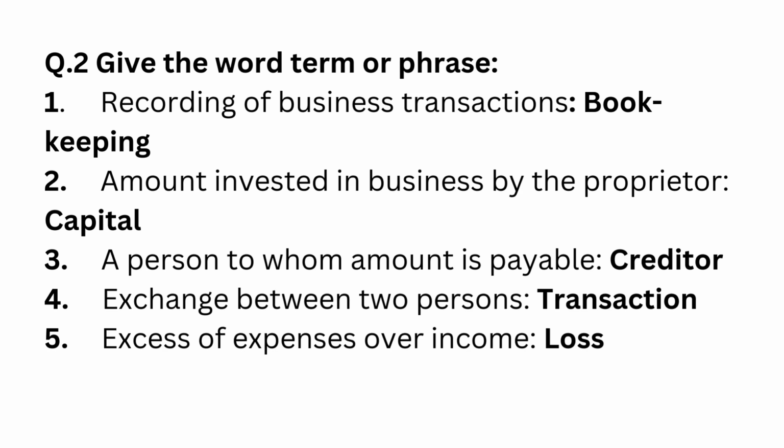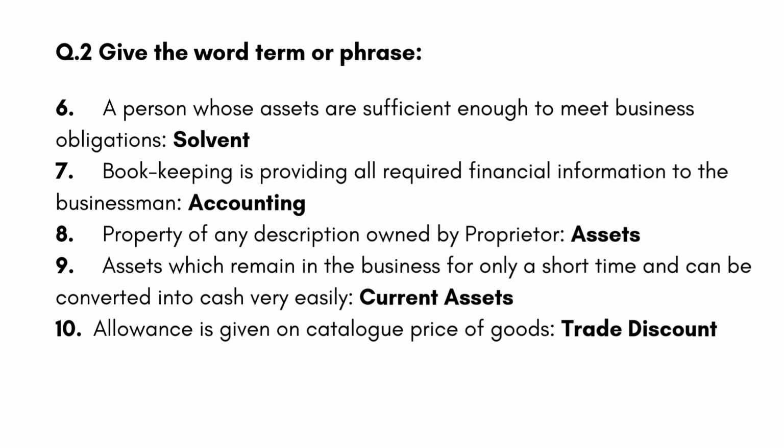Q. Give the word, term or phrase. 1. Recording of business transactions: bookkeeping. 2. Amount invested in business by the proprietor: capital. 3. A person to whom amount is payable: creditor. 4. Exchange between two persons: transaction. 5. Excess of expenses over income: loss.